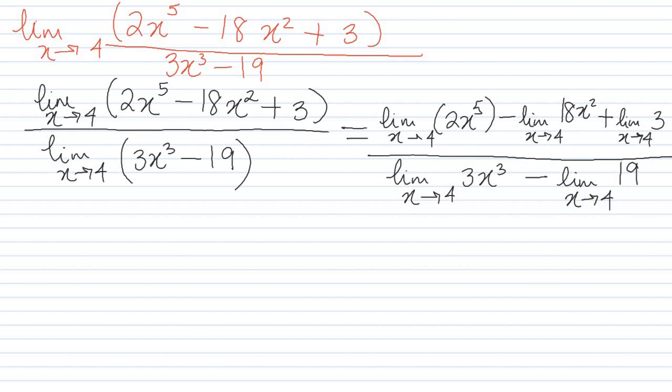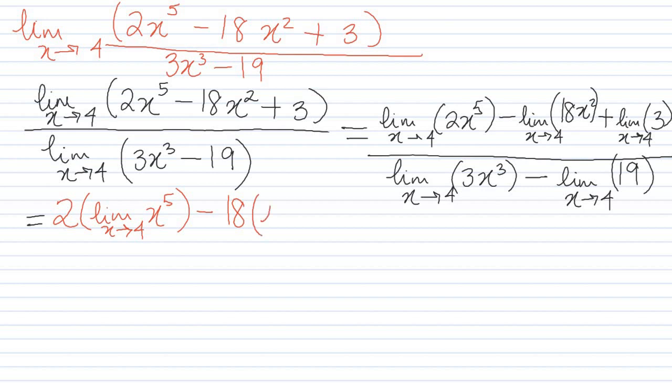So that's it. That's really what is going on here. The next thing you have to do, now that you've basically done that, is continue as we always do. We're going to bring out 2 multiplied by the limit as x goes to 4 of x to the 5th, minus bringing out 18 multiplied by the limit as x goes to 4 of x squared, plus the limit of 3 as x goes to 4.